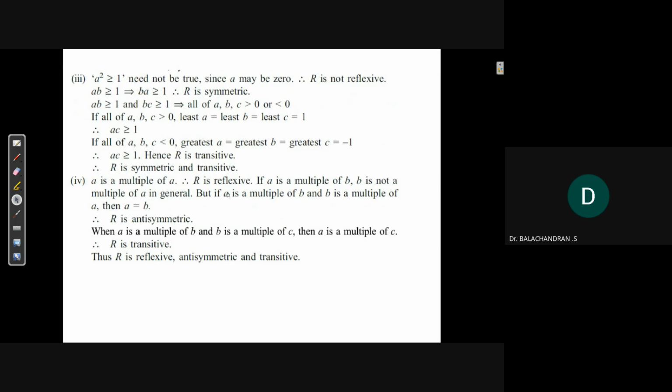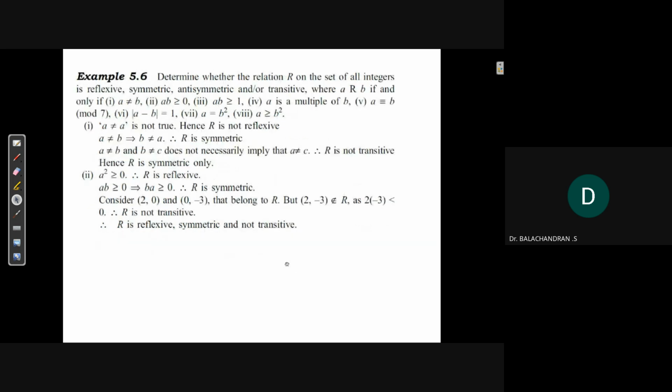But it is anti-symmetric. Why? If a is a multiple of b and b is a multiple of a, then you can say a equals b. So that's why it is anti-symmetric. And then transitive: when a is a multiple of b and b is a multiple of c, then automatically a is a multiple of c. And hence R is transitive. So thus R is reflexive, anti-symmetric, transitive. Fourth one is over.